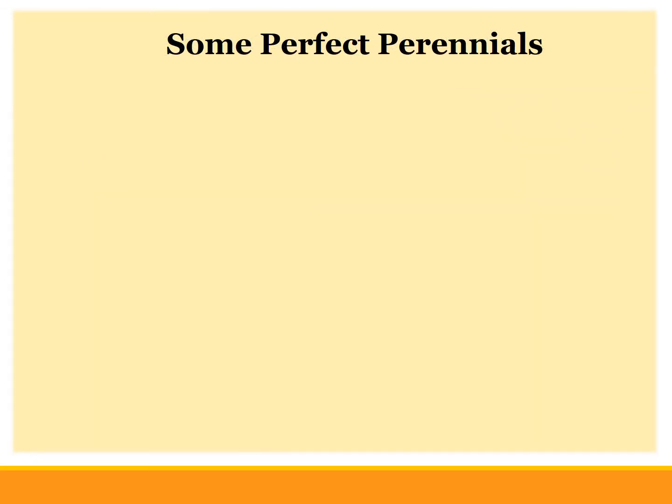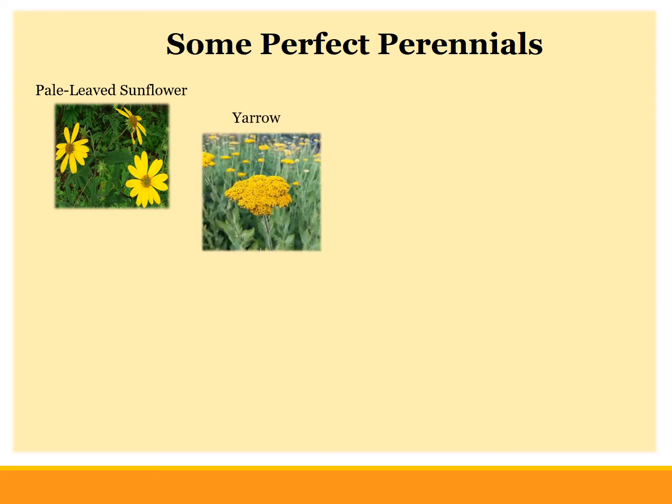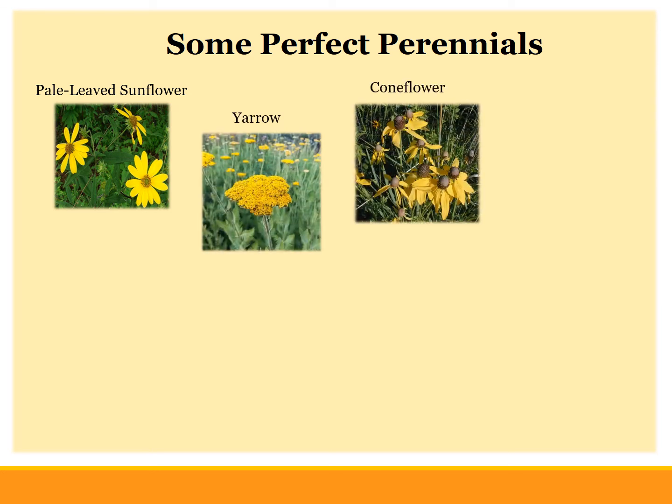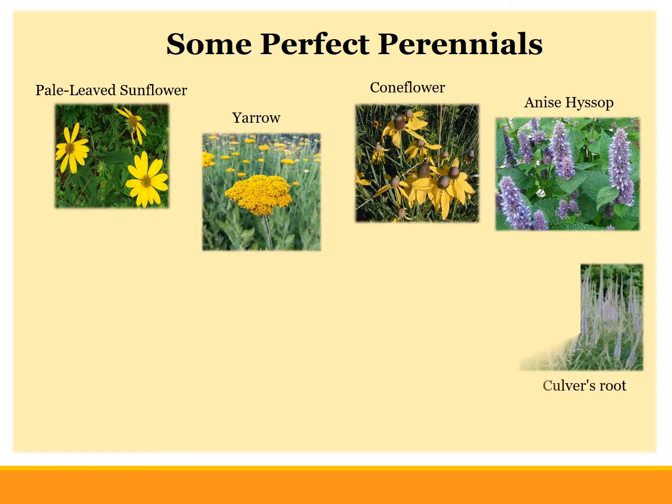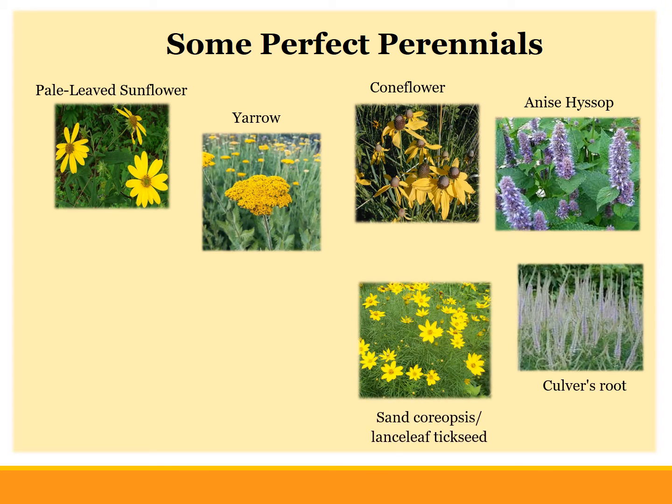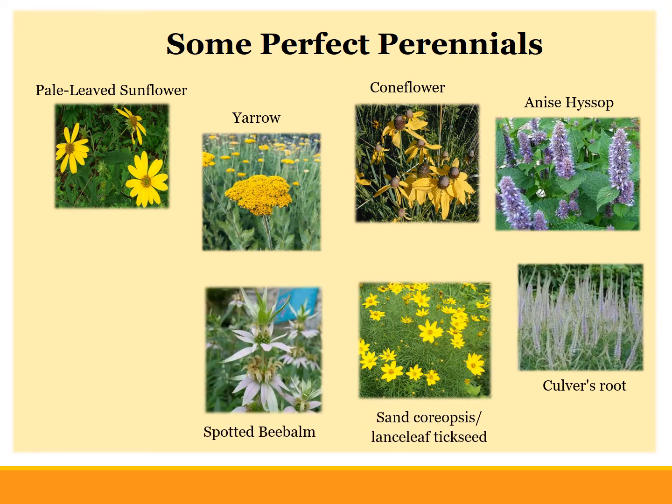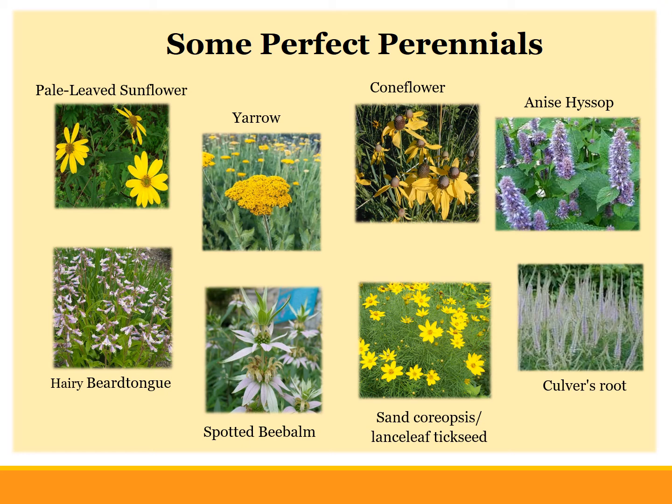The following are a few examples of perennials that have been shown to be attractive to pollinators: pale leaf sunflower, yarrow, coneflower, anise hyssop, Culver's root, sand coreopsis, spotted bee balm, and hairy beard tongue. These are just a few examples. There is a resource list at the end of this presentation with links to many publications with guidelines for planting for pollinators.